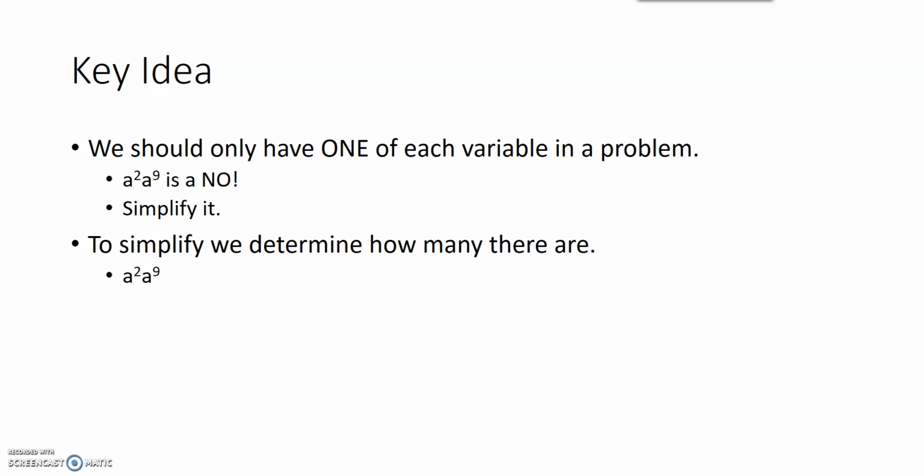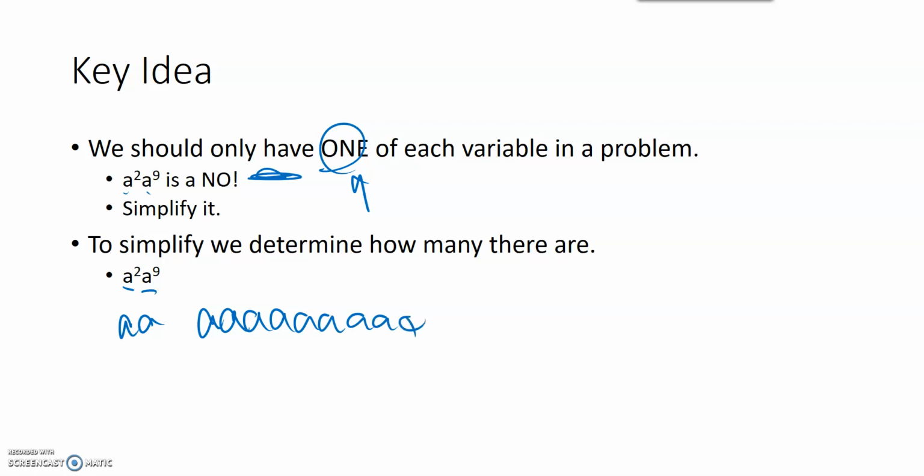Okay, so the key idea that we want to look at is that we should only have one of each variable in a problem. So this example here, a squared, a to the ninth, is a no. We're not allowed to have that because we need to simplify this. There are two a's in this problem, and again, we're only allowed to have one. So to simplify it, it's actually really easy. We determine how many a's, it's called the base, how many of that base there are. So a squared is really a times a, and then a to the ninth is a 9 times.